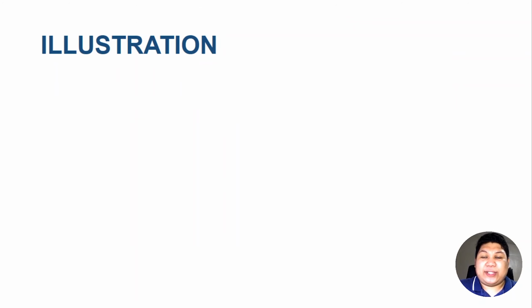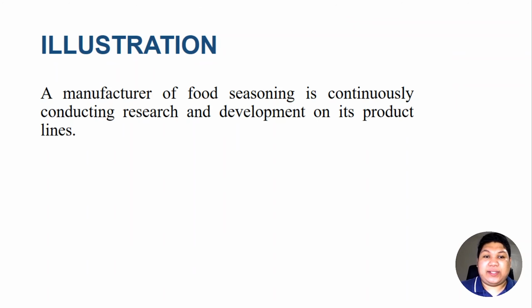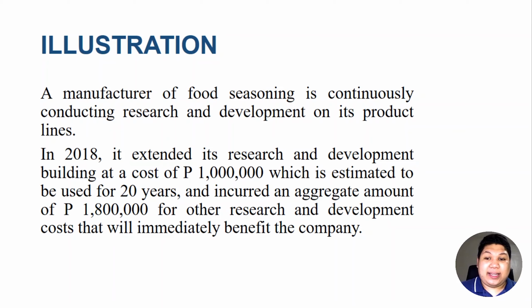So let's have an illustration. A manufacturer of food seasoning is continuously conducting research and development on its product lines. In 2018, it extended its research and development building at a cost of 1 million pesos, which is estimated to be used for 20 years. Again, this is an extension of a property used for research, and we know this 1 million will be subject to the rules of depreciation.